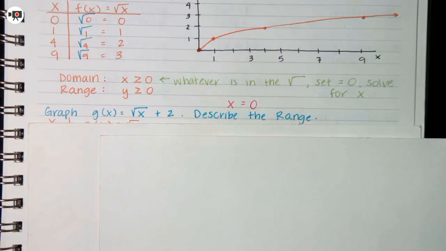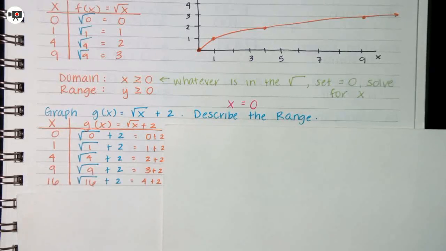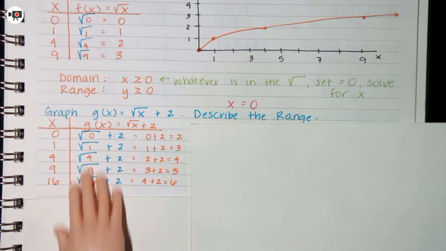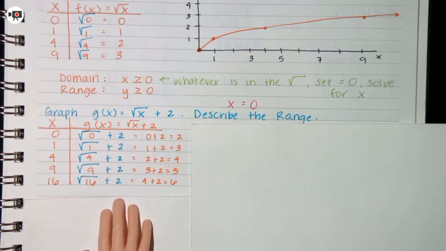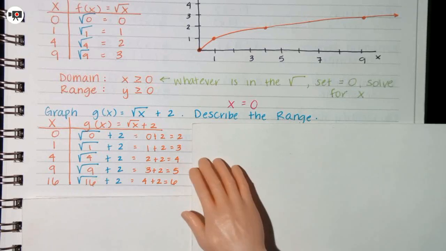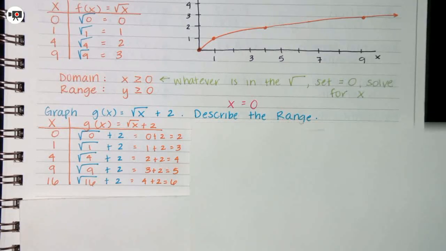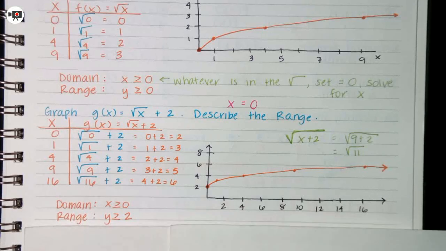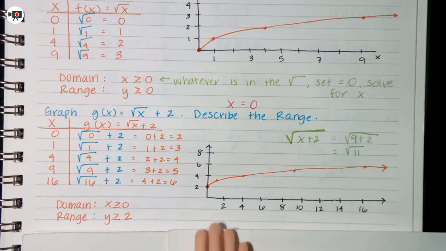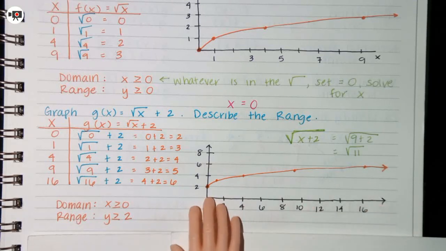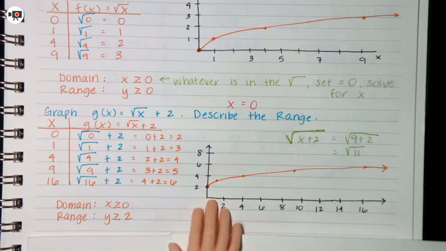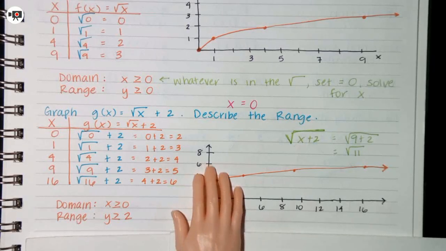Then we're going to graph g of x is the square root of x plus 2 and describe the range. So make my table. Since the square root is still only of x, I am going to choose the perfect squares again. And then I'm going to add 2 to whatever those square roots are. And I get my answers of 2, 3, 4, 5, and 6. And then I can graph those as well here. And I can see that the domain is still x is 0 or greater, but the range, the whole graph shifted up 2, so the range has to be anything that is 2 or larger.